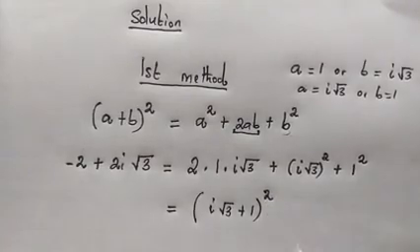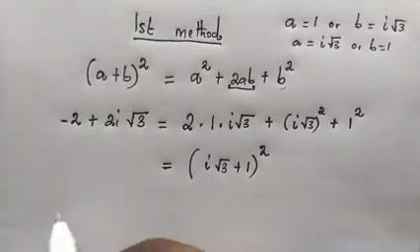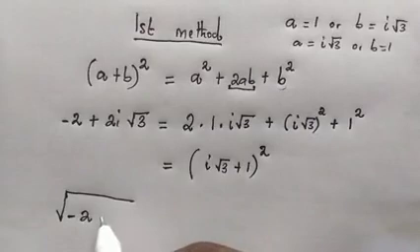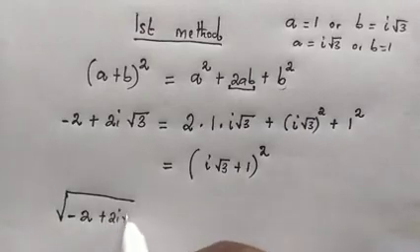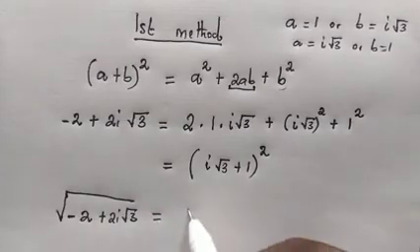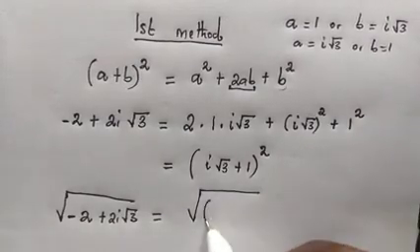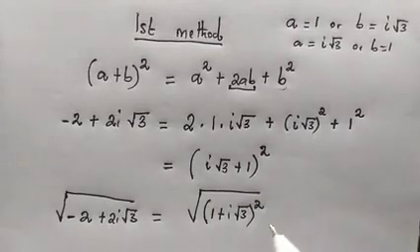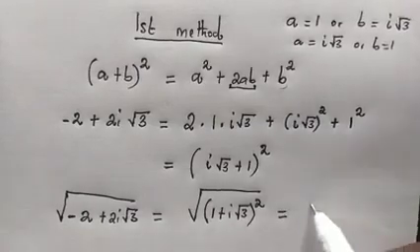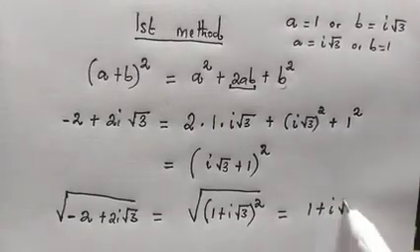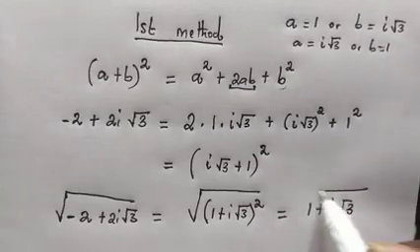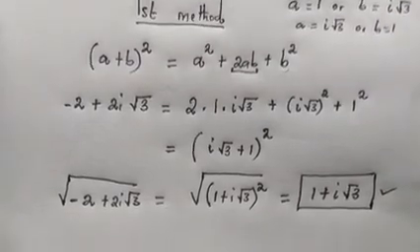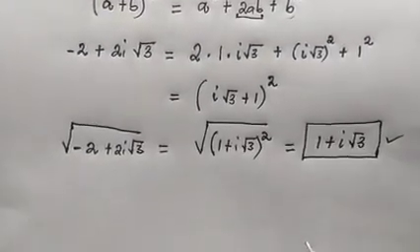Therefore, this is squared. Now, taking the square root, we say the square root of -2 plus 2i root 3 is equal to the square root of (1 plus i root 3) whole squared, which is going to be equal to 1 plus i root 3. And this right over here is the required answer. Interesting. Now let's go to the second method.